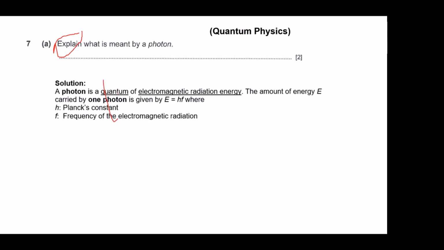So a photon is a quantum of electromagnetic radiation energy. Remember this, it's a packet. In layman's terms, we call it a packet, a quantum of EM radiation energy. Of course, you also have to write down E equal to hf, where h is the Planck constant and f is the frequency. Remember to define any symbols that you use in your equation. For example, E equal hf, make sure you write down what is h and what is f.